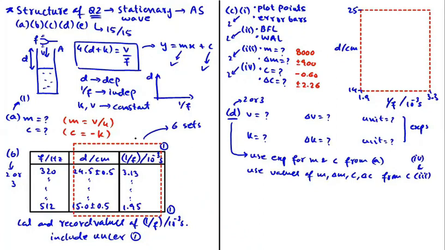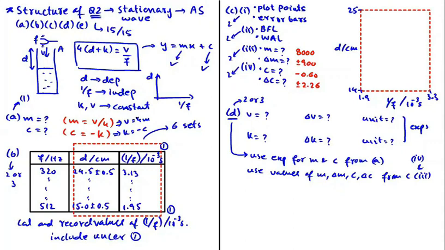Look, students, this is part A. And these are the expressions for gradient and y-intercept that we determined in part A. M is gradient, V is a constant, C is y-intercept, and K is another constant. We use these expressions to determine expressions for the constants. So, this equation gives us this expression for constant V, and this equation gives us this expression for constant K. So, K is equal to minus C.